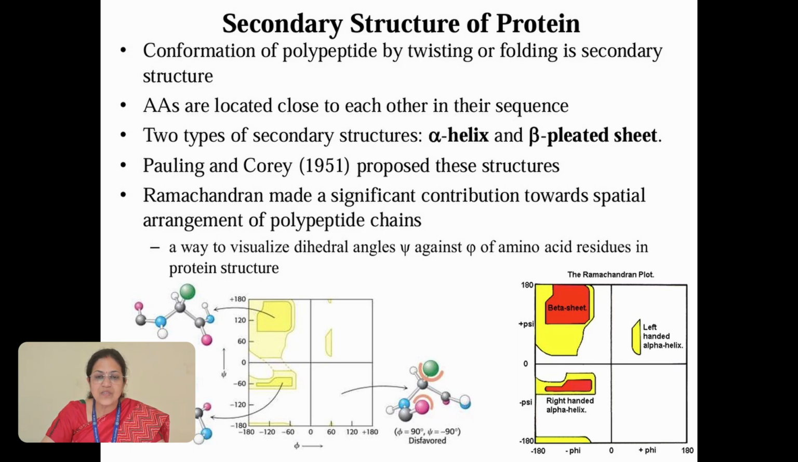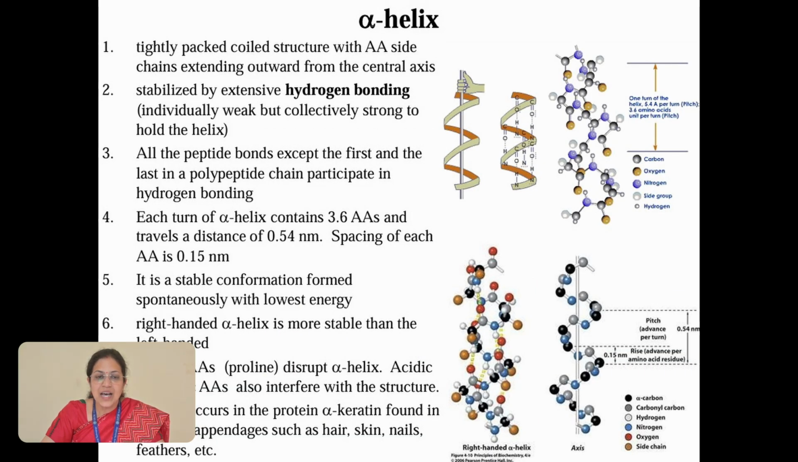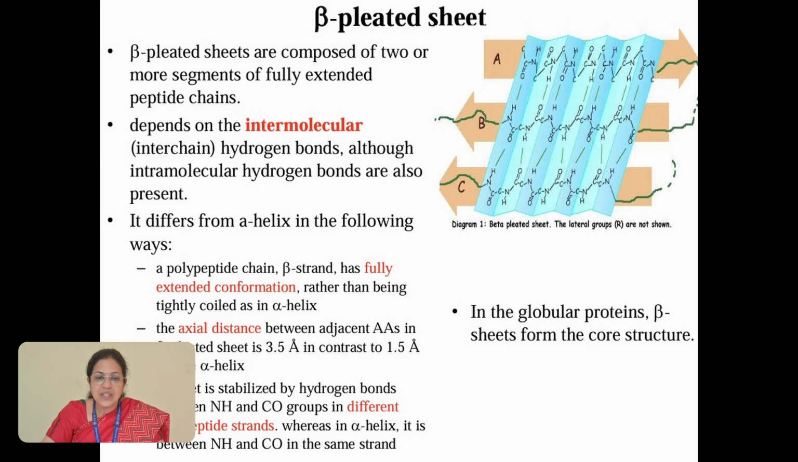Coming to the next structure, called alpha helix. Alpha helix is a tightly coiled, packed structure where each turn of the helix contains 3.6 amino acids, and the space between each amino acid is 0.15 nanometer. Coming to beta pleated sheets, this is also one of the secondary structures, and it is formed by intermolecular hydrogen bonds. There are two types of beta sheets, parallel beta sheets and antiparallel beta sheets.